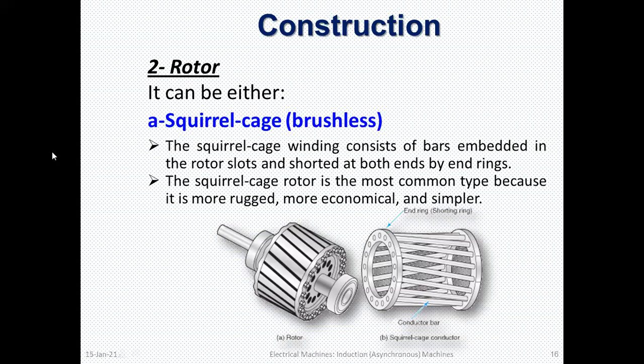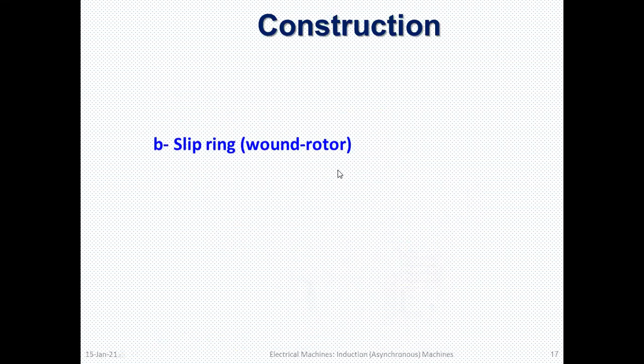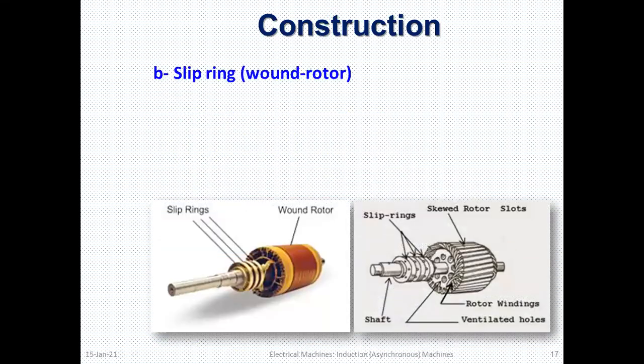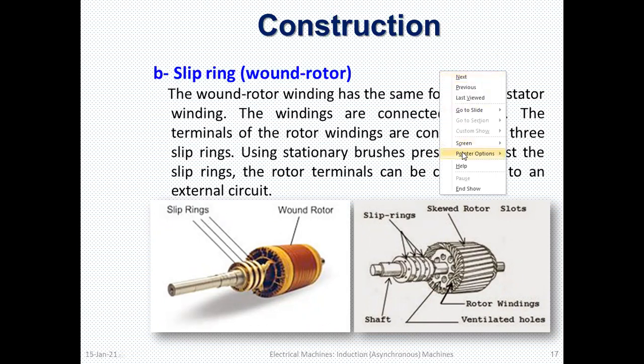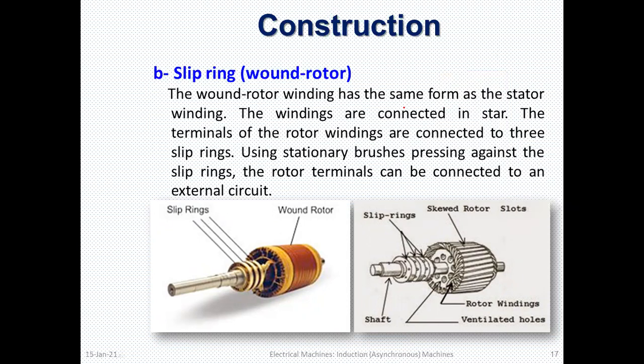So this rotor is called a squirrel cage brushless rotor. Rotors are basically of two types for induction motors. One is called the squirrel cage, and the other is the slip ring or wound rotor. The wound rotor has the same form as a stator. The windings are connected in a star.